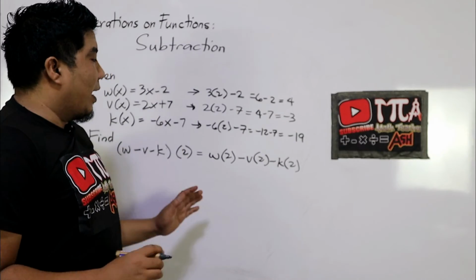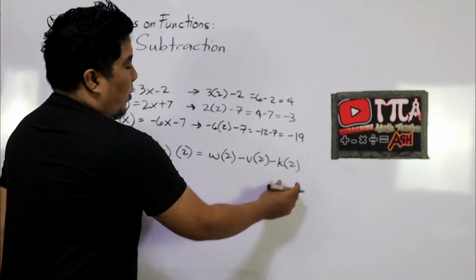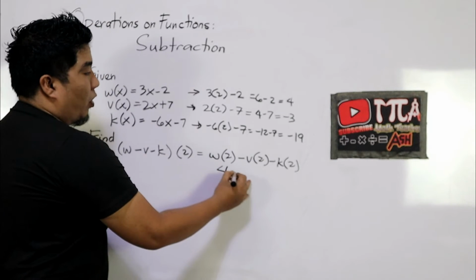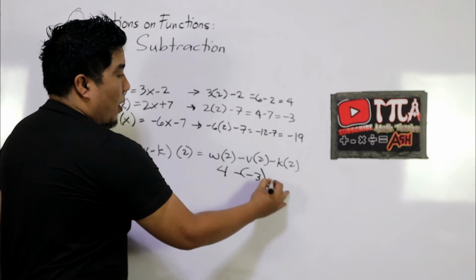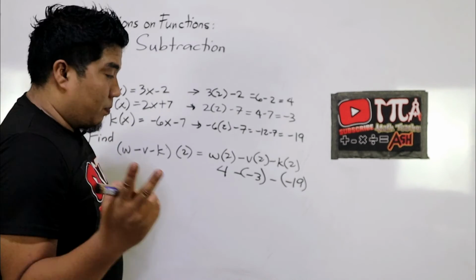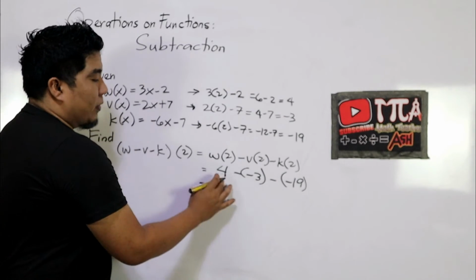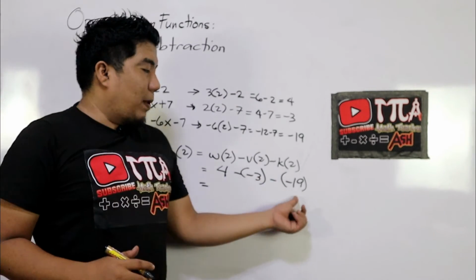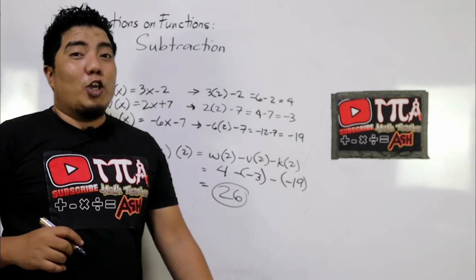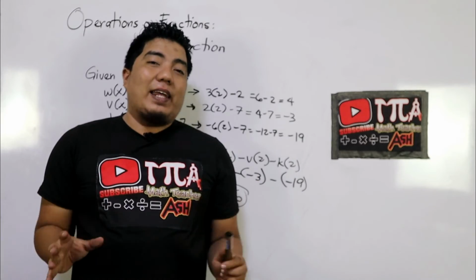So now, since we already have the values for our w, v, and k, what we need to do is to substitute them in our final expression, and that will give us 4 minus negative 3 minus negative 19. So, of course, when two negatives are beside each other, it will generate a positive value. So, that is 4 plus 3, 7, 7 plus 19, and the answer is positive 26. So, that will be your final answer for this given problem. Easy, right? So, now let us go to our final example.